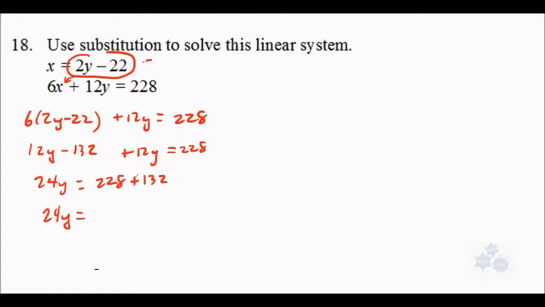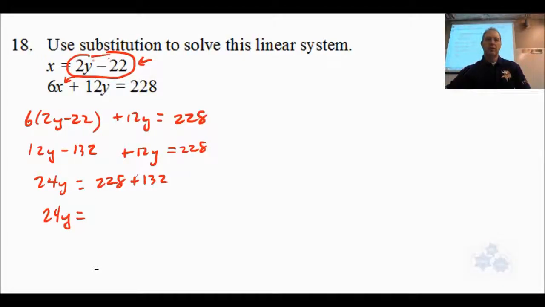Okay, so let's just revisit this here. This x is already isolated for. We want to put that into the other equation to get one single equation. I just need to change this to a plus here. So 228 plus 132 is going to be what? 360. Okay, so what's y going to be equal to?